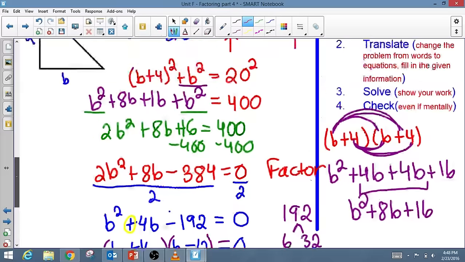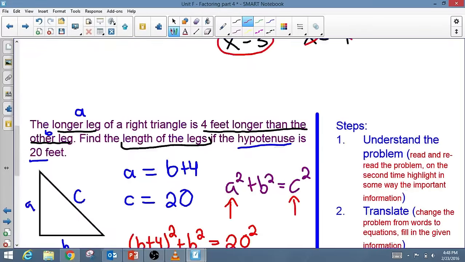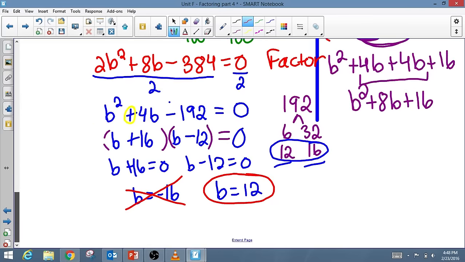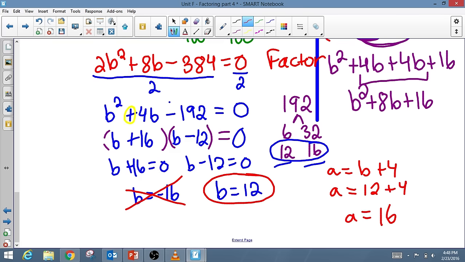I have b. My answer is both of the legs, so I need to take this equation and plug in b. A equals b plus 4. If A equals b plus 4, then A would be 12 plus 4. So A is 16. I have found both of the legs, so these are my answers, and I'm finished.